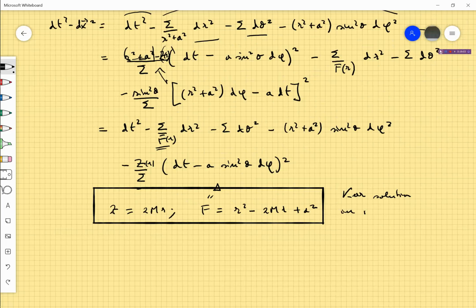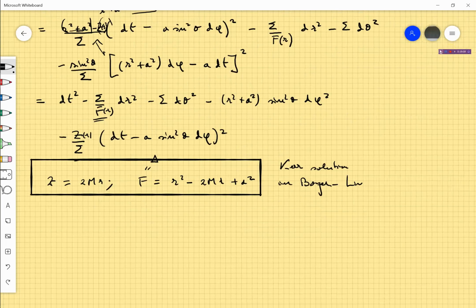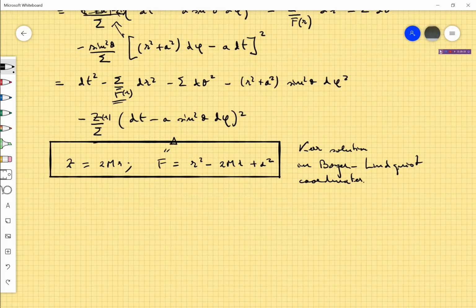in Boyer-Lindquist coordinates. These are not the coordinates that Kerr used to find the solution in the first place, but they are quite popular because they have very nice properties, and some calculations are simpler in them. Still, people use two or three different coordinate systems because each of them is better suited to different problems.